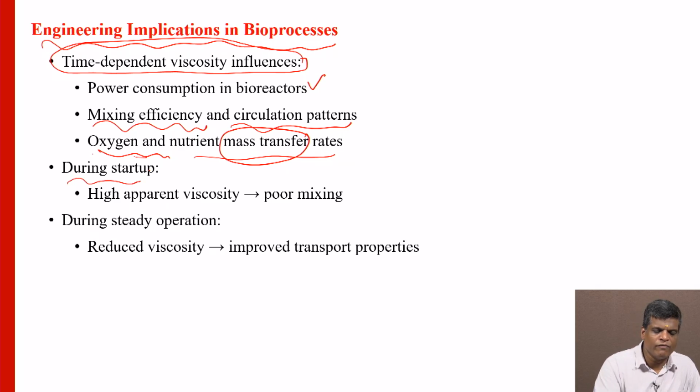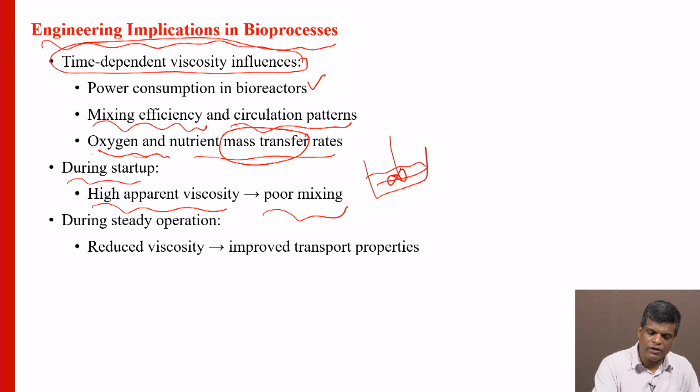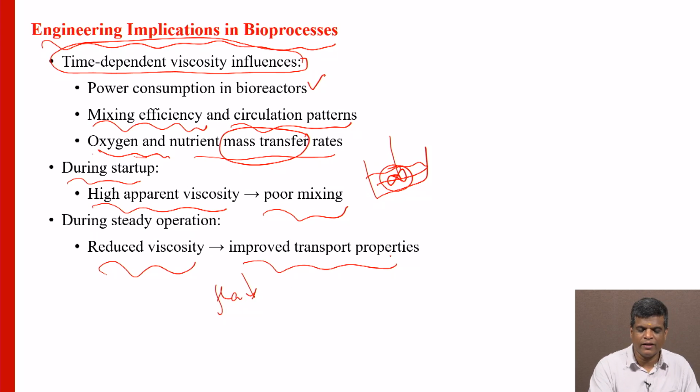During startup, when you start the bioprocess, the viscosity looks very high because there is poor mixing, since there is no agitation and no shear rate. But when you increase the shear rate, the apparent viscosity gets reduced, and the transfer properties improve. So that is the engineering implication in the bioprocess: how the time dependent viscosity influences things, how it behaves during startup, and then during steady operation.